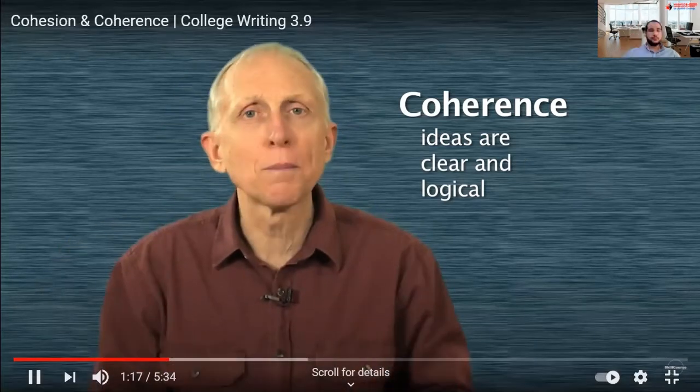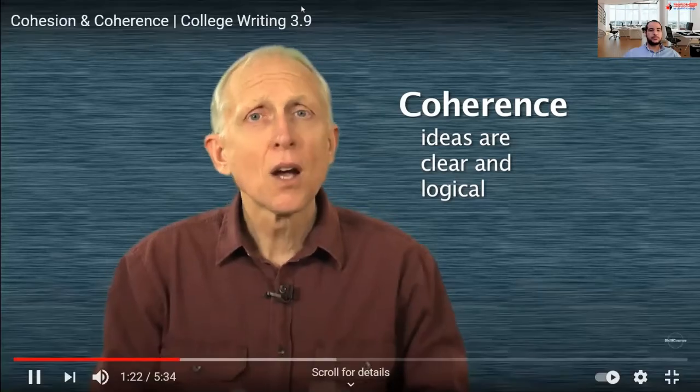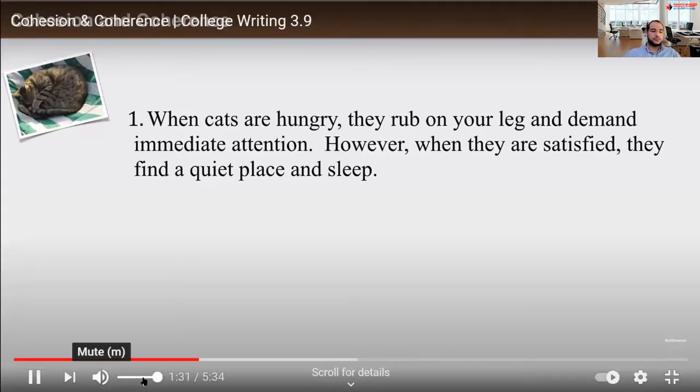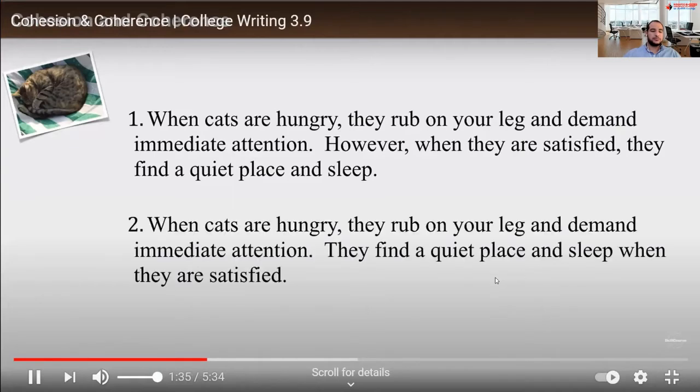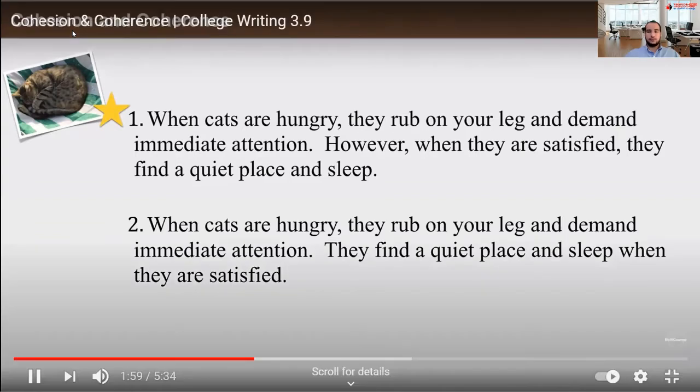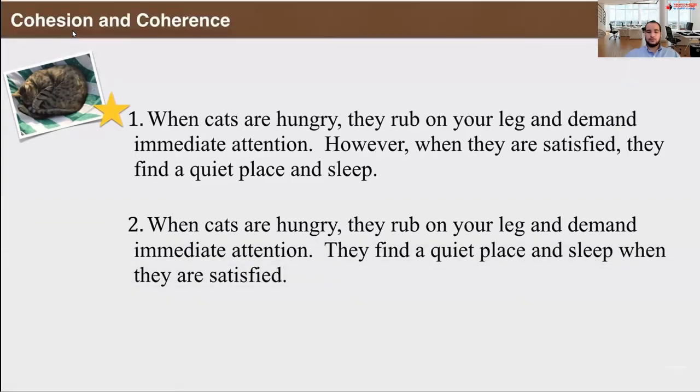Let's look more closely now on how to develop cohesion and coherence in our passages. Let's look at these two passages. Which one has better cohesion? When cats are hungry, they rub on your leg and demand immediate attention. However, when they are satisfied, they find a quiet place and sleep. Number two, when cats are hungry, they are satisfied. So which passage is easier to read, the first one or the second? The first passage is more cohesive because the ideas in the first sentence flow smoothly to the second sentence. Cats are first satisfied, and then they find a quiet place to sleep. In the second passage, the last sentence it comes to us almost as new information.